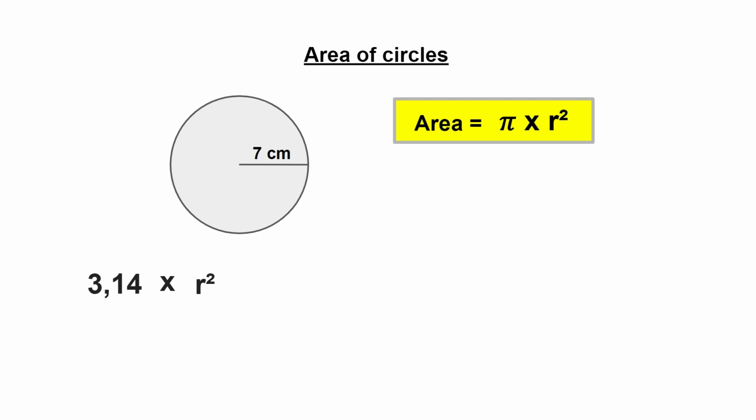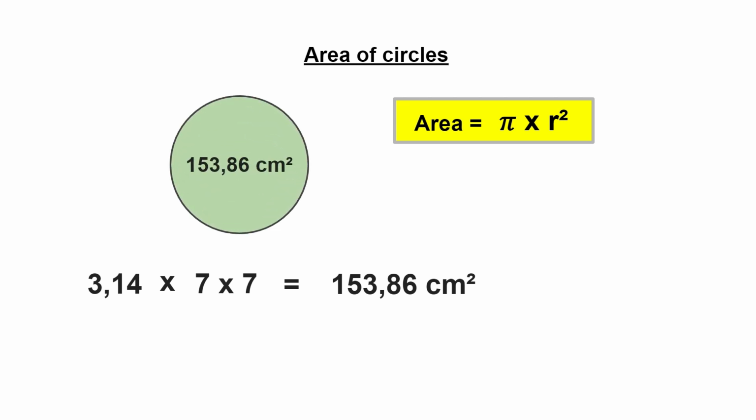Since the radius is being squared, that means 2 copies of the radius need to be multiplied. So that is 7 multiplied by 7. And 3.14 multiplied by 7 multiplied by 7 equals 153.86 centimeters squared, which is the area of the circle.